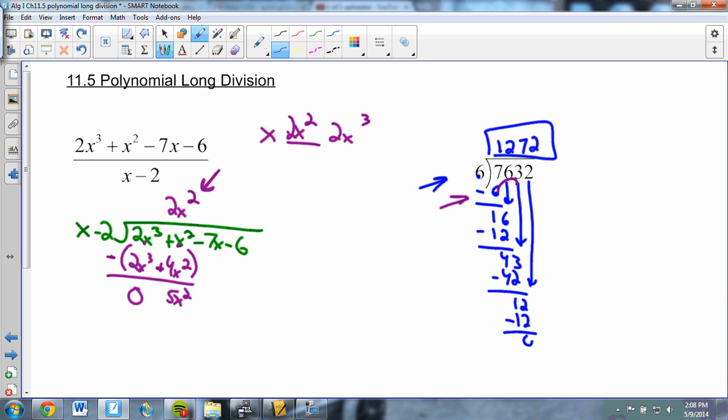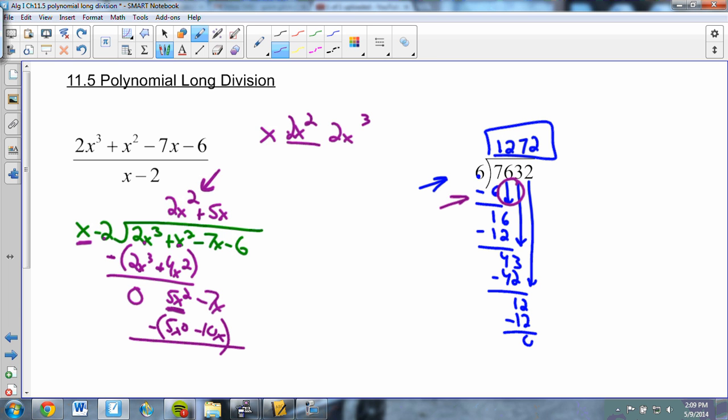Then, just like we did over here, we're going to drop down this negative 7x. Now I go again. X goes into 5x squared 5x times. Because 5x times x is 5x squared. 5x times negative 2 is negative 10x. I'm going to subtract these.